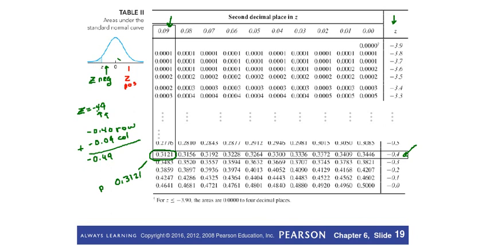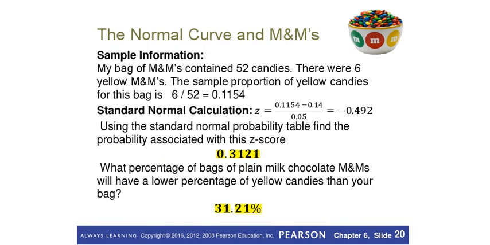This is our probability under the curve of finding a bag less than the z-score of negative 0.49. So the area under the curve that we're looking at for our z-score is 0.3121. What does that mean to us? For our bag of M&Ms, according to the z-score, the percentage of bags of plain milk chocolate M&Ms that will have a lower percentage of yellow candies than your bag is 31.21%. All right, so that's how we go about finding areas under a normal distribution.